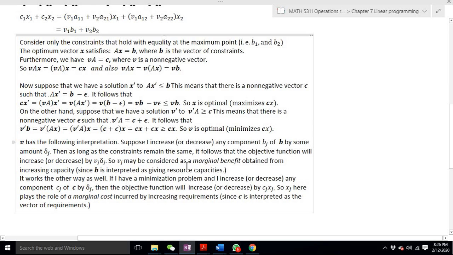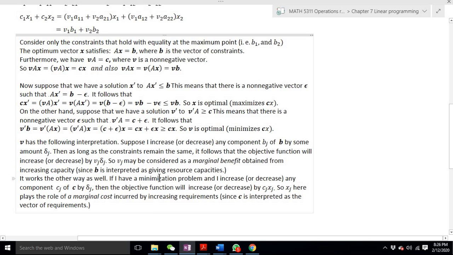So you can say Vj is what you'd call a marginal benefit. Marginal means like derivative. It means like with a small change. If I make a marginal change in the amount of resources, then Vj gives me the marginal rate of increase that change incurs. All right? So that's a very practical interpretation.